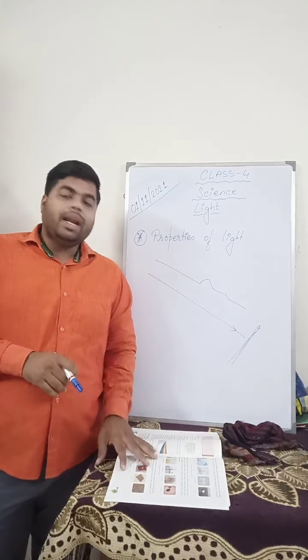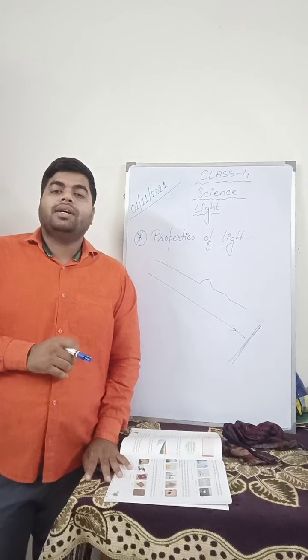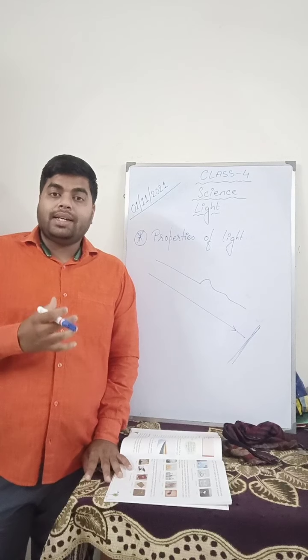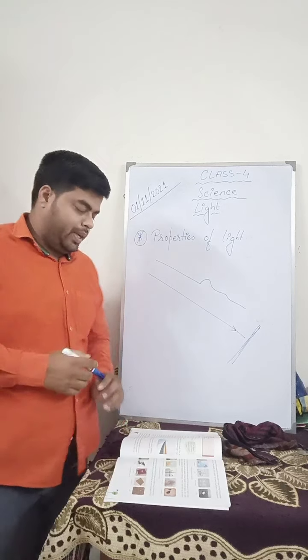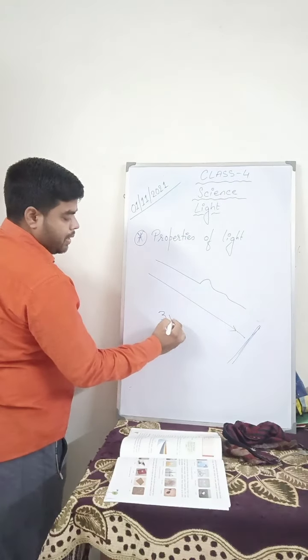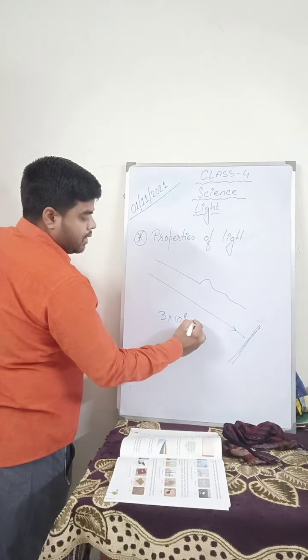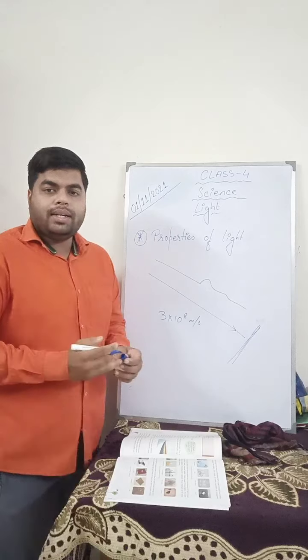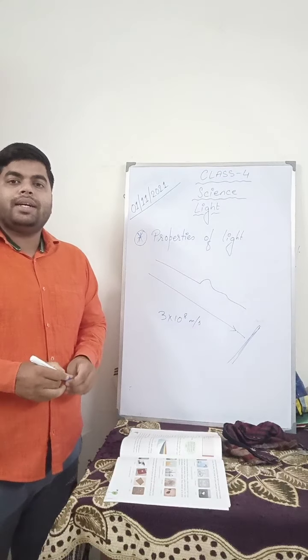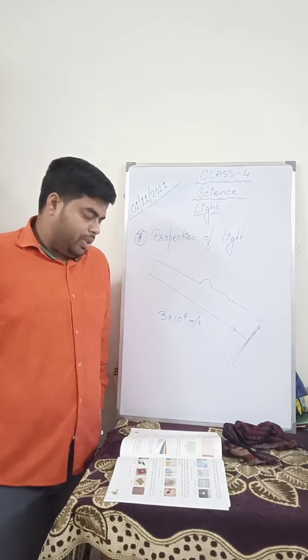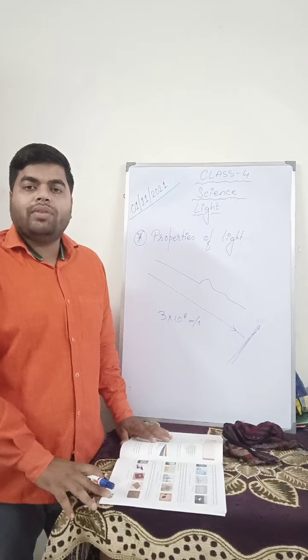Second, the speed of light is very fast. Light travels at a speed of 3 multiplied by 10 to the power 8 meters per second. So light travels in a straight path with a very high speed.